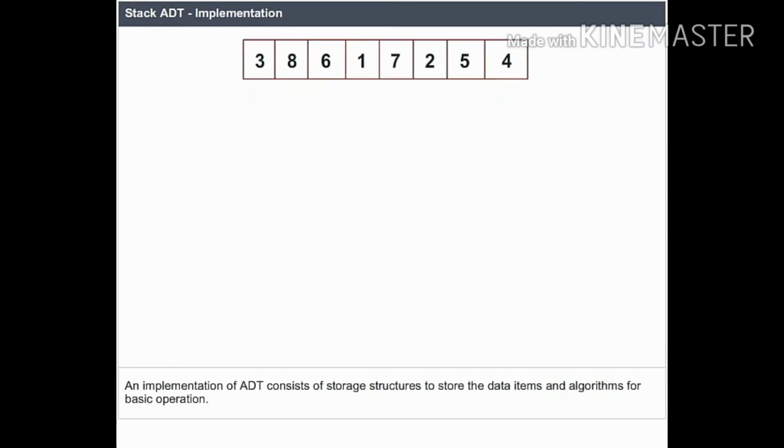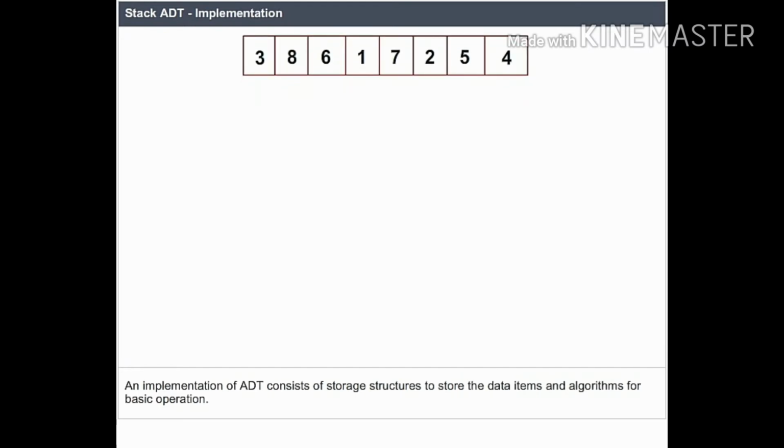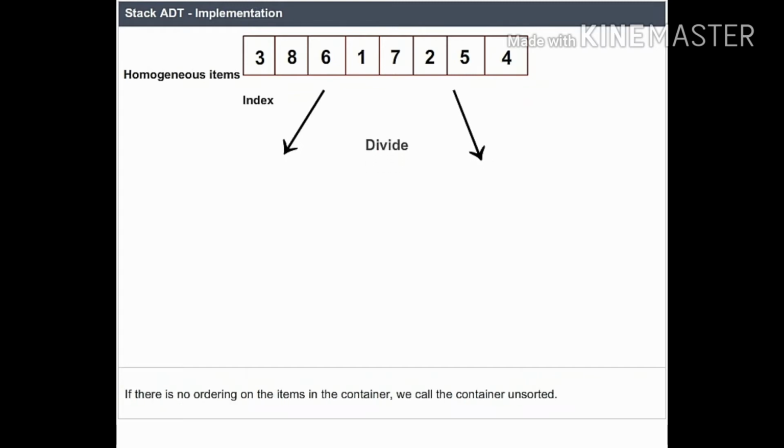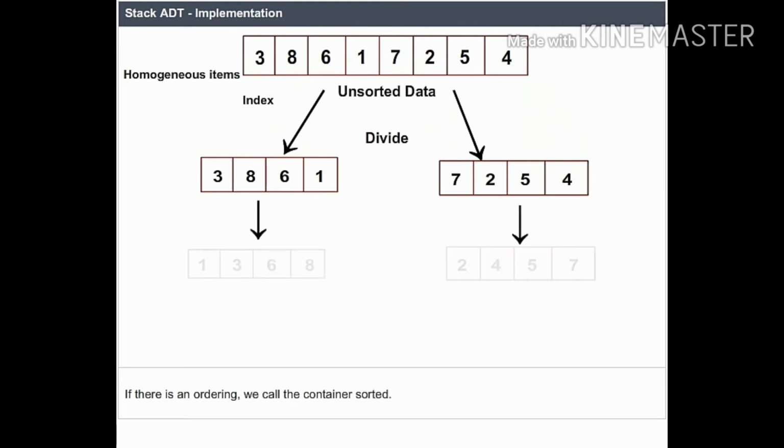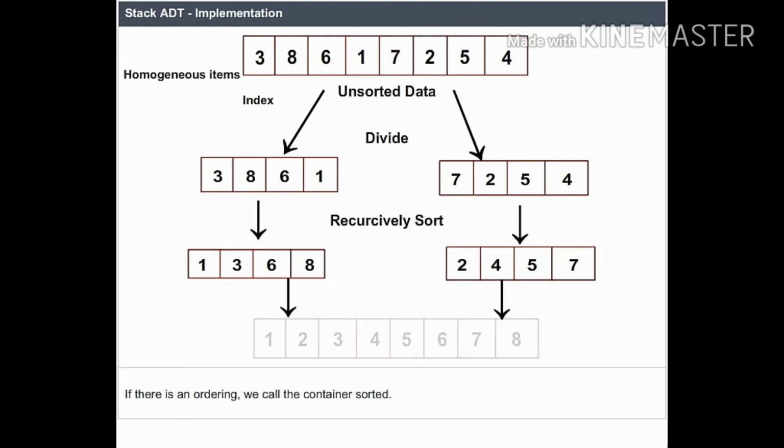Stack ADT. An implementation of ADT consists of storage structures to store the data items and algorithms for basic operations. An array is a named collection of homogeneous items. An item's place within the collection is called an index. If there is no ordering on the items in the container, we call the container unsorted. If there is an ordering, we call the container sorted.